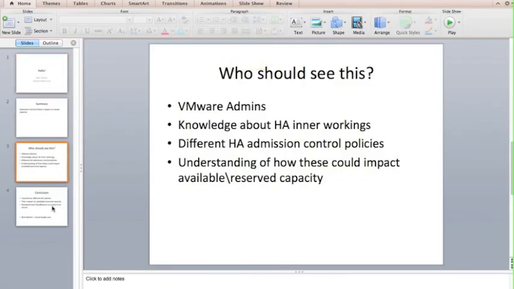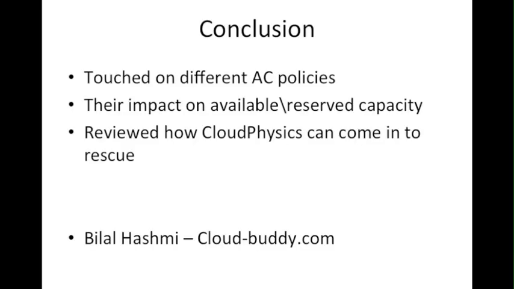So now, let's try and wrap up. Today we touched the topic of complexity that's involved in computing reserved and available capacity and how it's impacted by our admission control settings. We then quickly reviewed how a tool like CloudPhysics can come in and help us find the sweet spot without a lot of effort. I hope you've learned something new and interesting today.